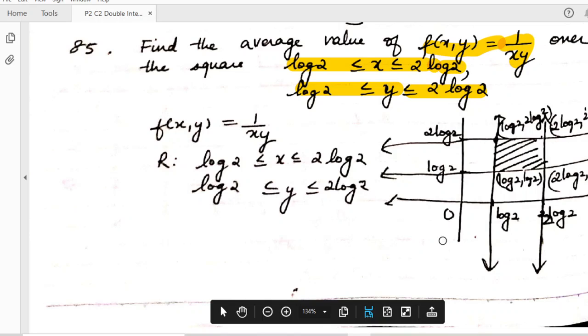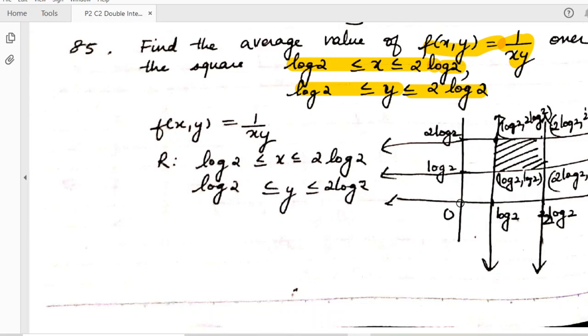So first let us sketch the region of integration. So this is our x-axis, this is our y-axis, this is our origin. Suppose let this be log 2, the point log 2. Then this point is twice the distance, so we can consider this as 2 log 2. Similarly, in the y-axis, if we take this as log 2, this will be 2 log 2. Now, we have to sketch the region of integration.